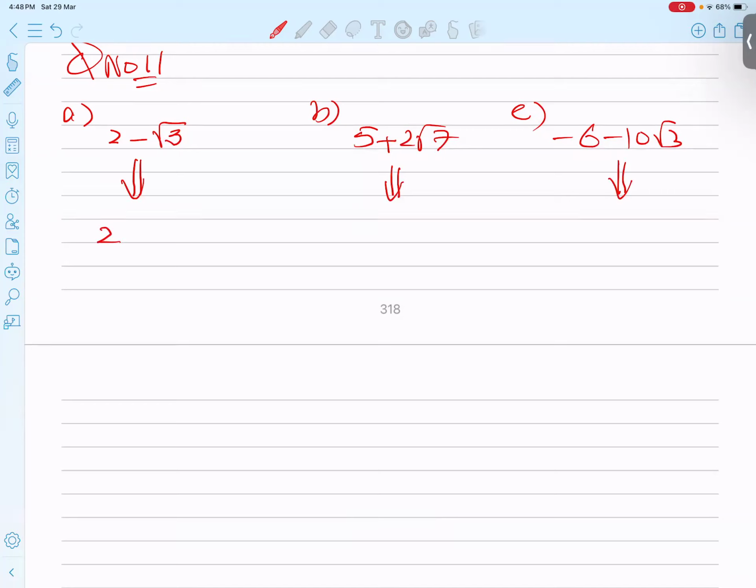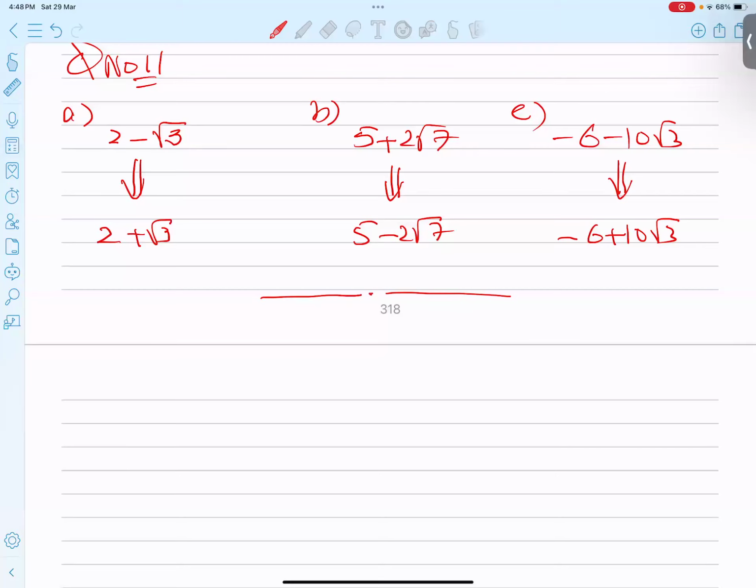So the conjugate is 2 plus root 3. Here, 5 minus 2 root of 7. Here, -6 plus 10 root 3. And I believe you did all easily. Now, question number 12. The examiner can ask you to rationalize.